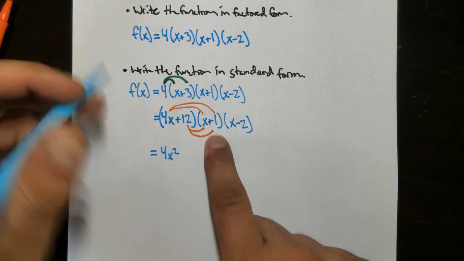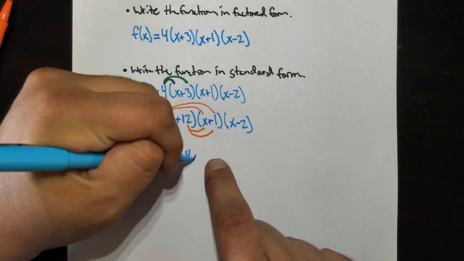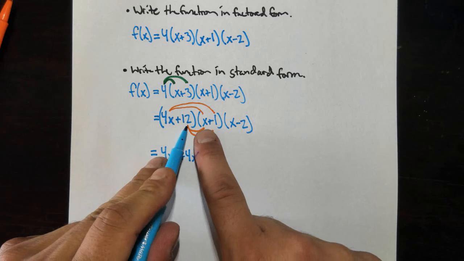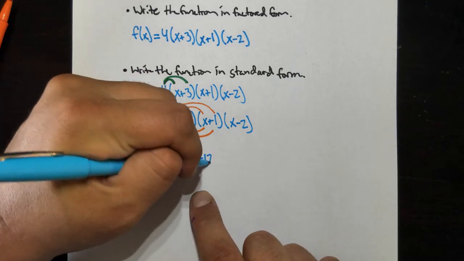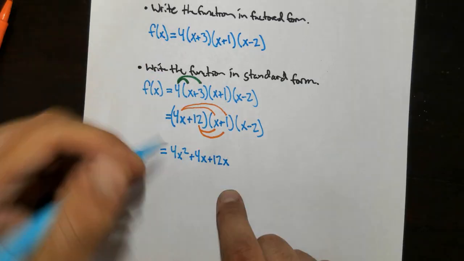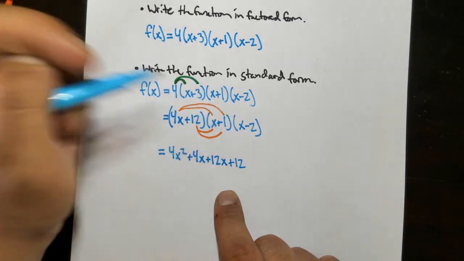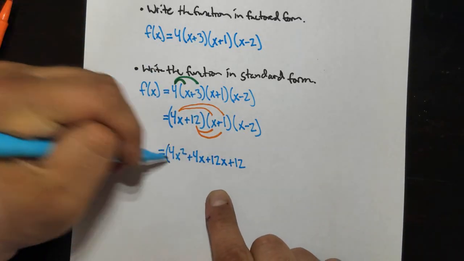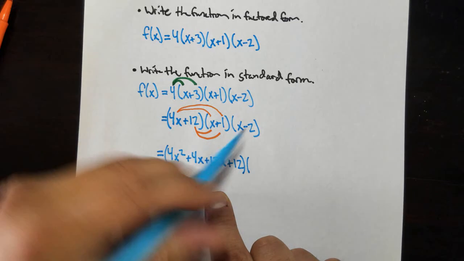4x times 1 is 4x. And then 12 times x is 12x. And then 12 times 1 is 12. And we still have this last factor.